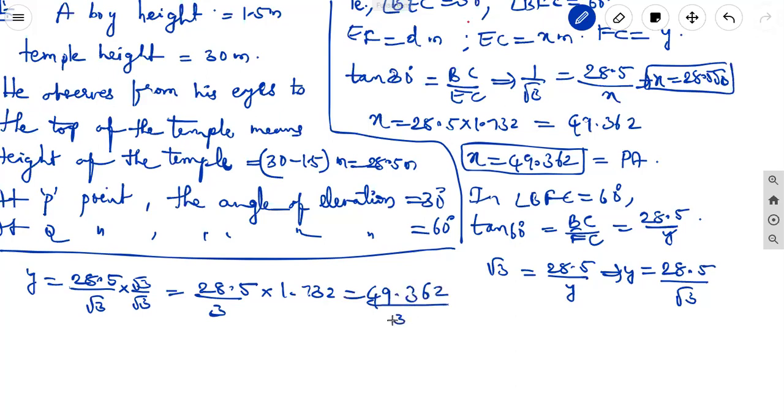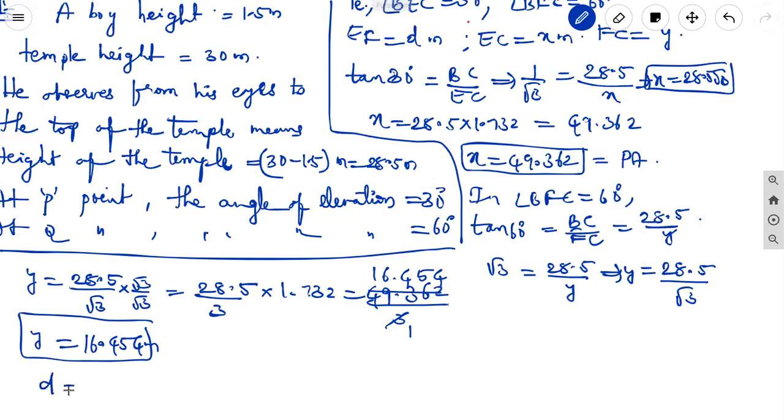49.362 by 3. And Y value is: 3 ones are 3, 3 sixes are 18, 3 fours are 12, 3 fives are 15, 3 fours are 12. So Y is equal to 16.454 meter.